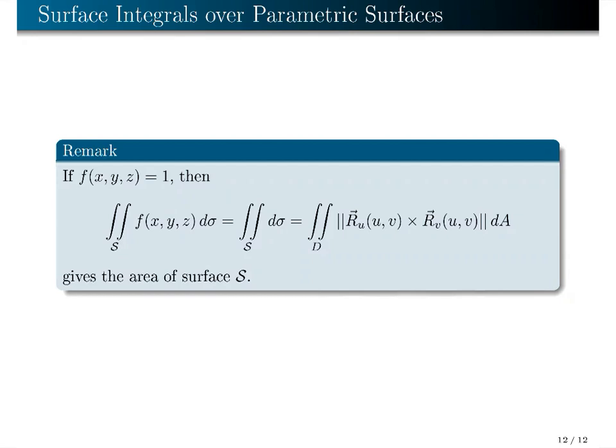We end this video with the following remark. If the function f of xyz is the constant function 1, then the surface integral of f of xyz d sigma over the surface S, or simply the surface integral of d sigma over S, gives the surface area of S. In fact, if S is parameterized by R of uv, where uv is in the region D, then the surface integral of d sigma over S becomes a double integral of the magnitude of Ru cross Rv dA over the region D, which is exactly the result that we obtained in the lecture on applications of double integrals.